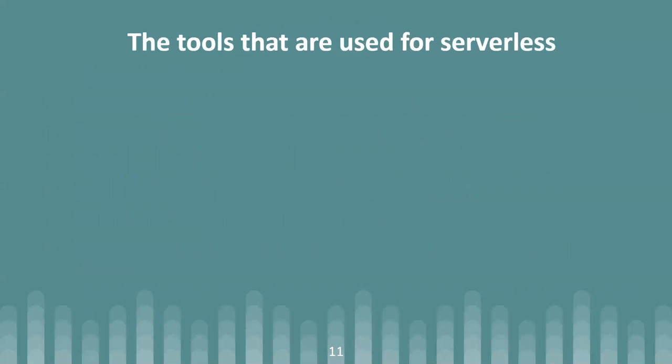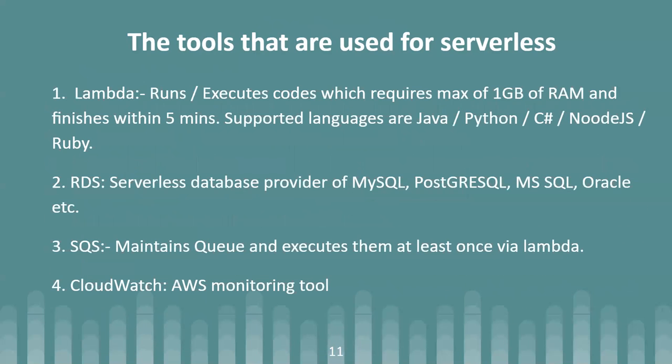Okay, then we have the tools that are used for serverless. So we discussed serverless and the benefits, it's cool, it's new, it's awesome. What are the tools for serverless? So the first tool in AWS for serverless is Lambda. So Lambda is a kind of place where you can execute or run your code for Python, Java, C Sharp, Node.js, Ruby.